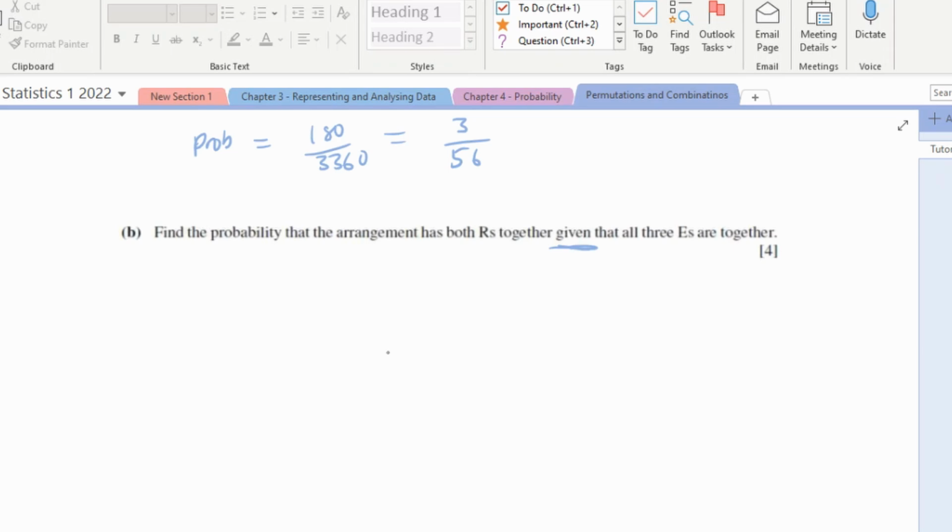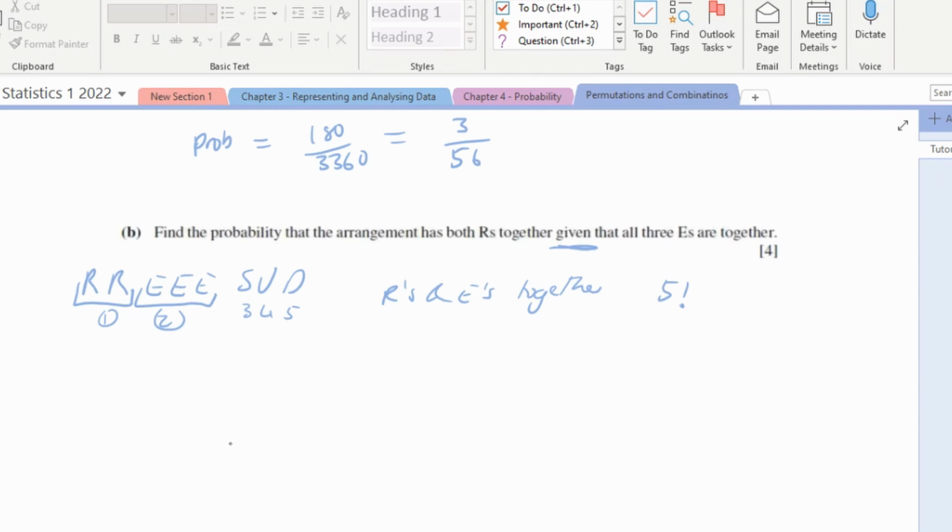conditional probability, hey. Okay, so let's do R, R, E, E, E, S, V, D. So I've just got all of the letters that are similar together. So R's and E's together. This will be 5 factorial. Can we see that? 1, 2, 3, 4, 5. Okay, so it's 5 factorial.